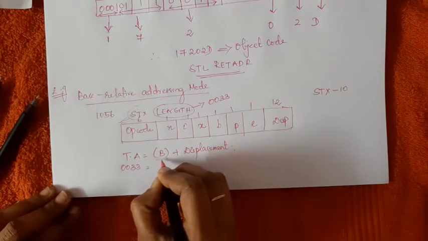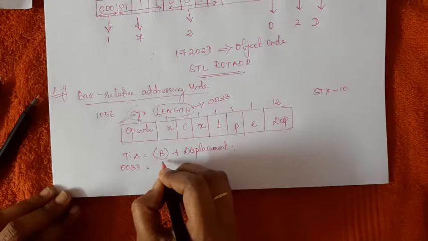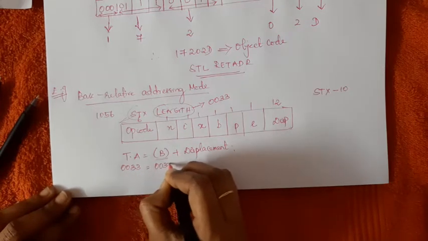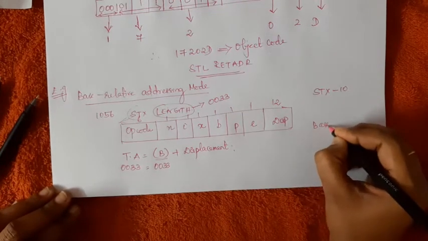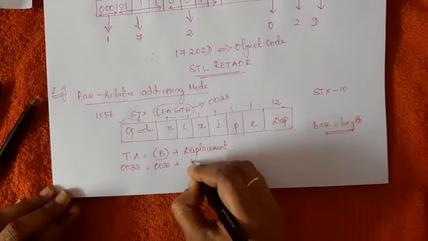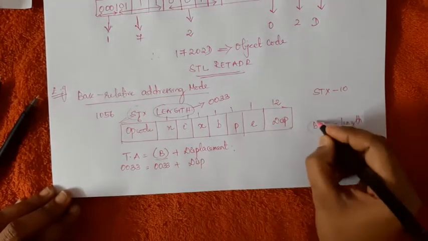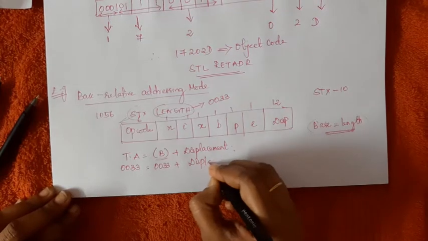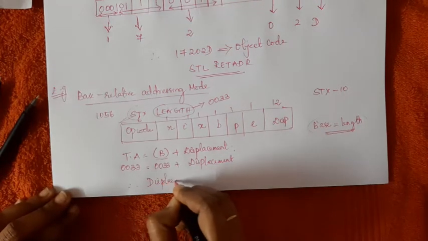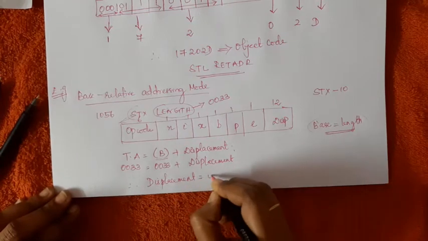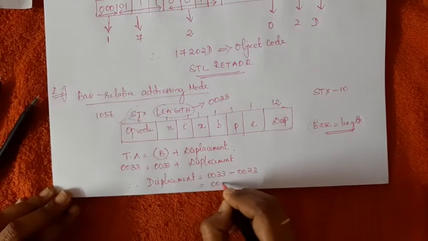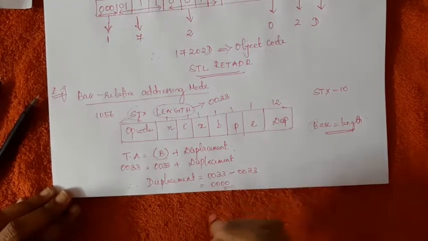As I said earlier, base will always consider the address of the length. So base would be 0033. We say base is equal to length always. Now, plus displacement: these two hold the same address value. Therefore, the displacement would be 0033 minus 0033, which is equal to 0000. That is the value of displacement.